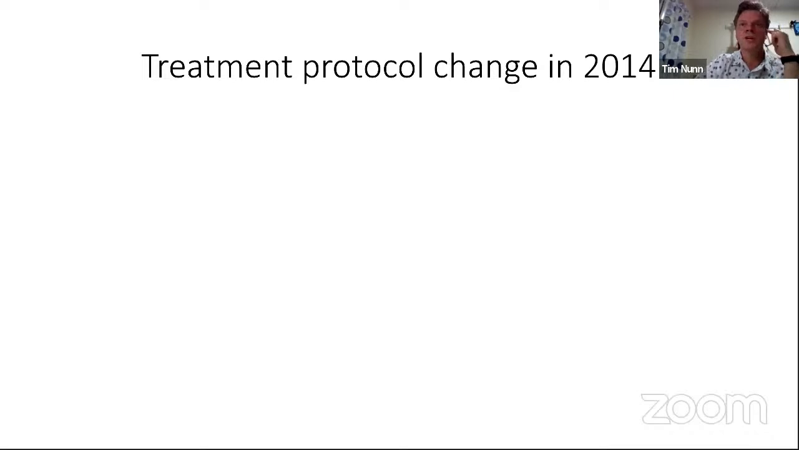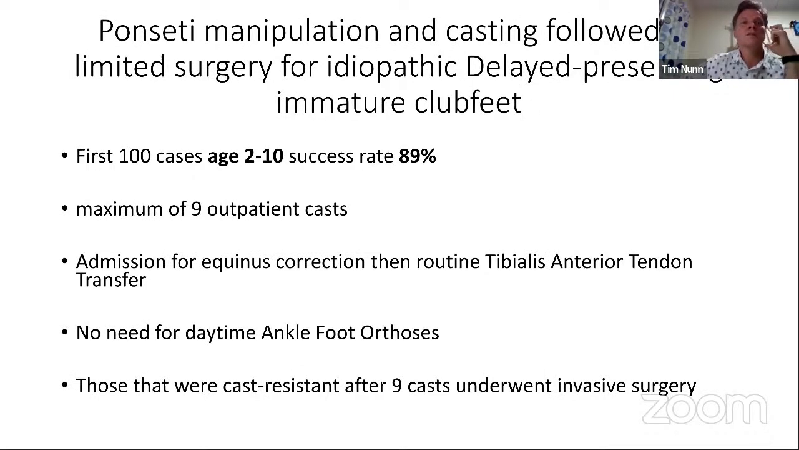So our treatment protocol changed in 2014, and here we have some data from the first 100 cases, and instead of a 90% failure rate, we almost had a 90% success rate. And we're now looking at the same patient group 5 years out. Most of the patients had a maximum of 9 outpatient casts, and after that we discontinued and classified them as having failed casting.